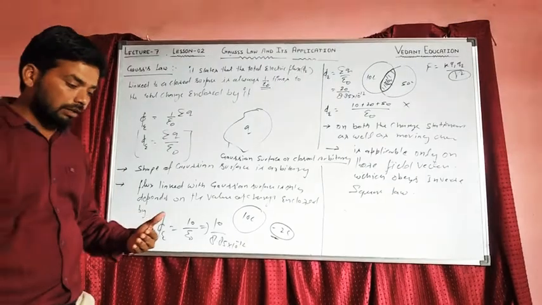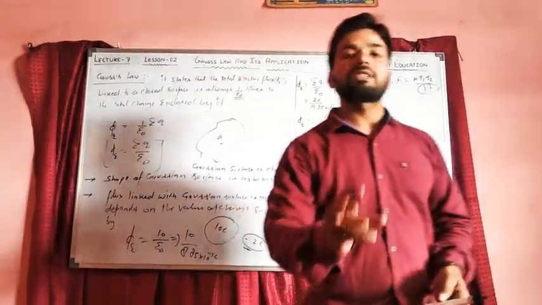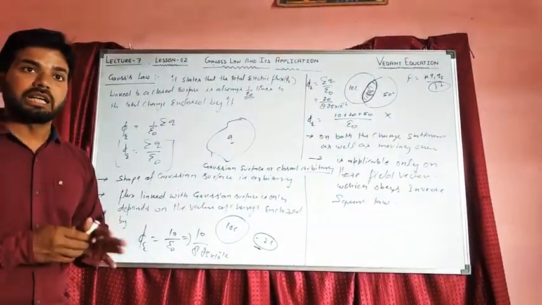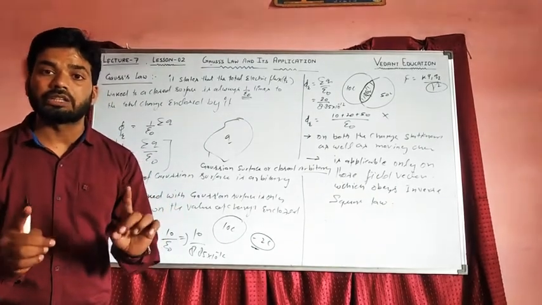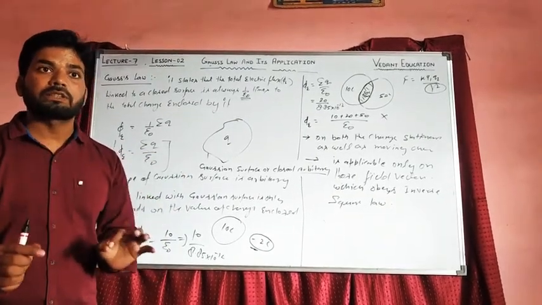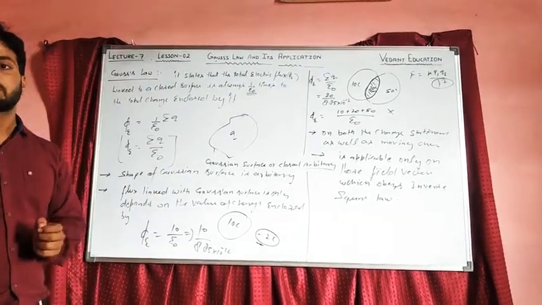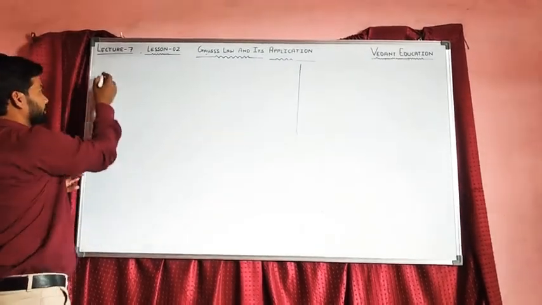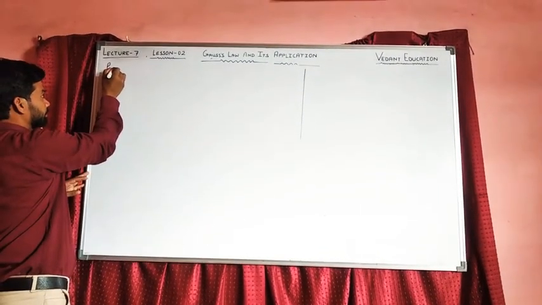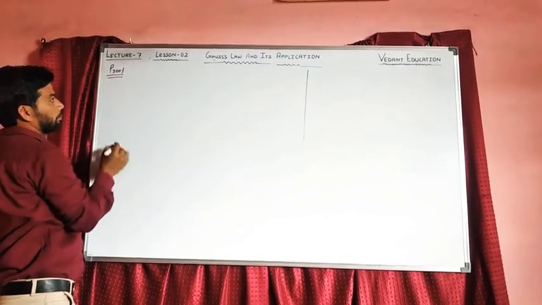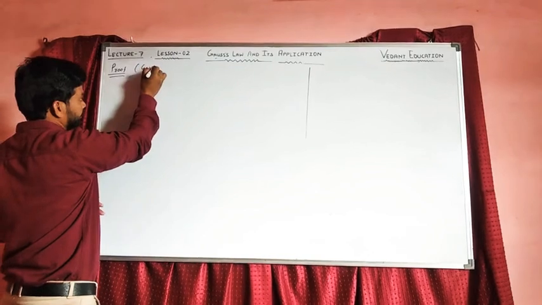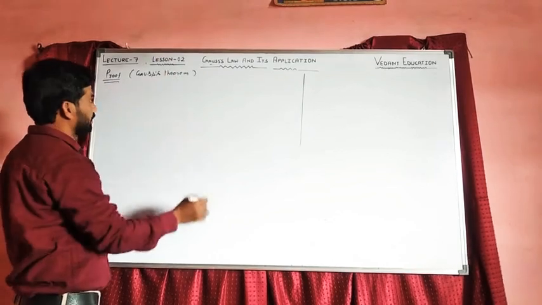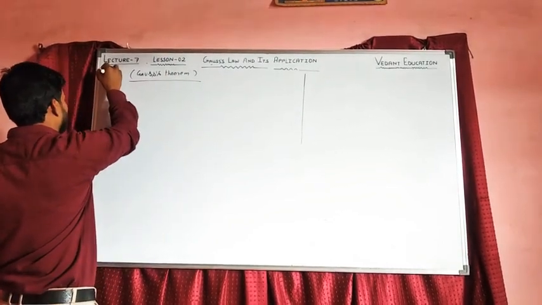So what is Gauss's law? Gauss's law simply states about the electric flux linked with a closed Gaussian surface. It states that the flux linked with the Gaussian surface is 1 over epsilon times the total charge enclosed by the closed Gaussian surface. Let's see the proof of Gauss's theorem. Important topic for board exam.